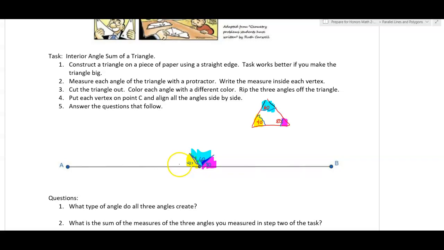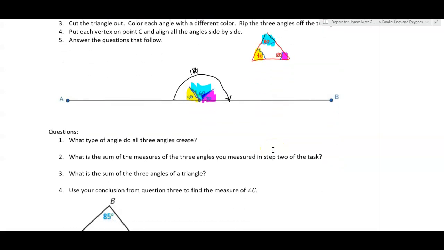When you take and put all those pieces together, what do they create? They create a straight angle. And a straight angle is always 180 degrees. So what type of angle do the three angles create? In mine, they were all acute, but they could be obtuse also.